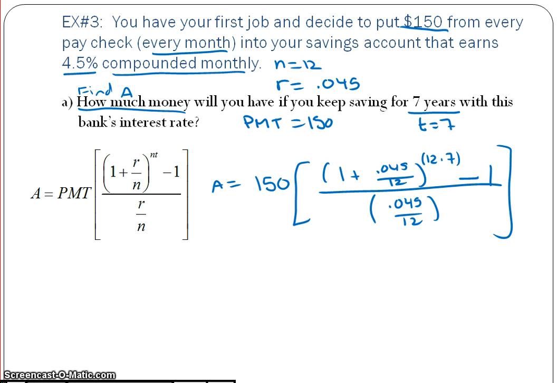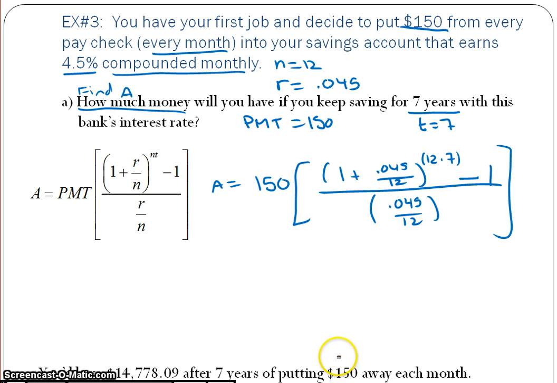When you do that, you should get out that you'd have $14,778.09 after 7 years of putting just $150 away each month. So not bad. That's a large chunk of money for a little bit of money, at least when you're working full-time. That should be doable.